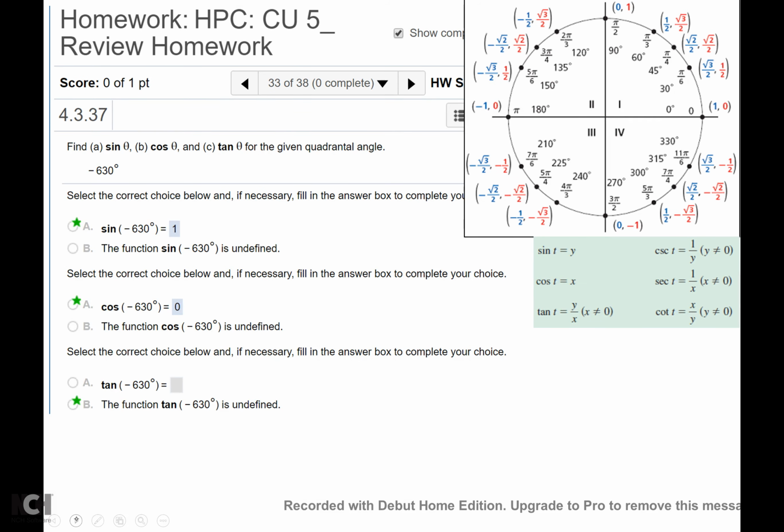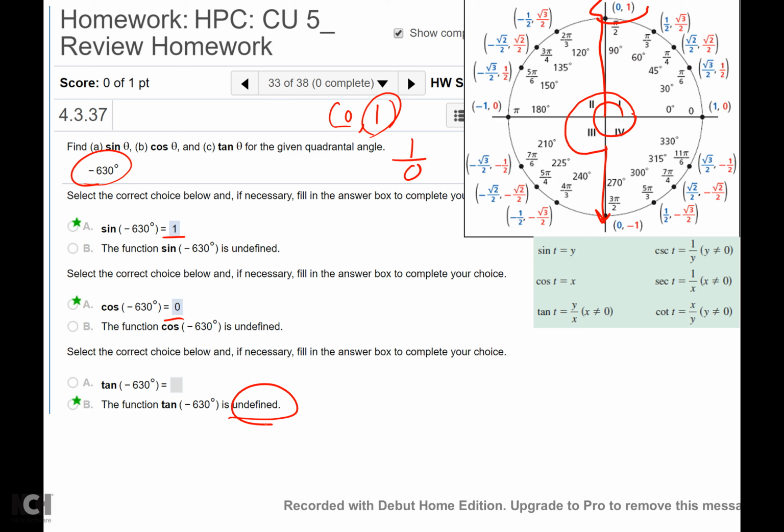Alright, find sine theta, cosine theta, tan theta for the given quadrantal angle. 630 degrees. 630 minus 360 is 270. So I'm going to do the reflection, it would go one whole time around. So there would be 360 plus another 270, which would put me down here. But that would be a positive, so if I reflect, that puts me up here. So my coordinates are 0, 1 on my terminal side, which means sine is y, 1. Cosine is x, 0. Tangent, if I do y divided by x, it is undefined because 0 is on the bottom.